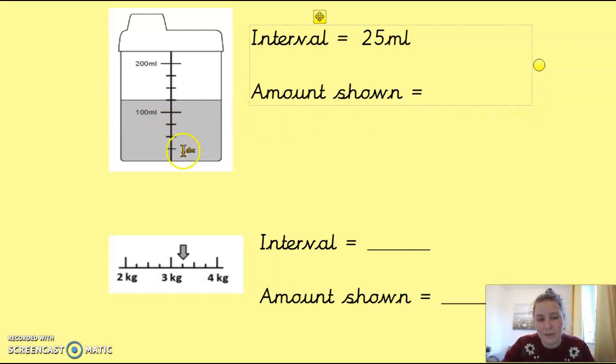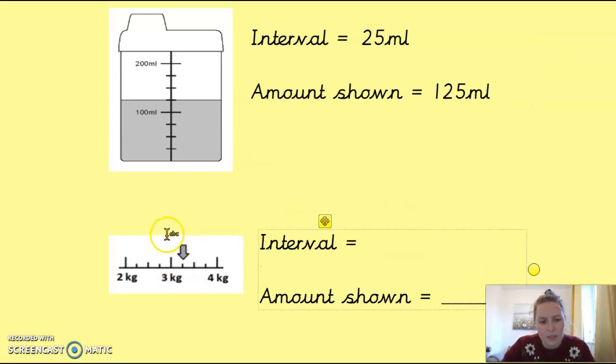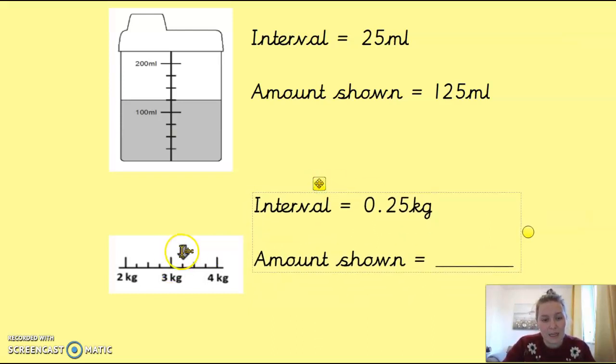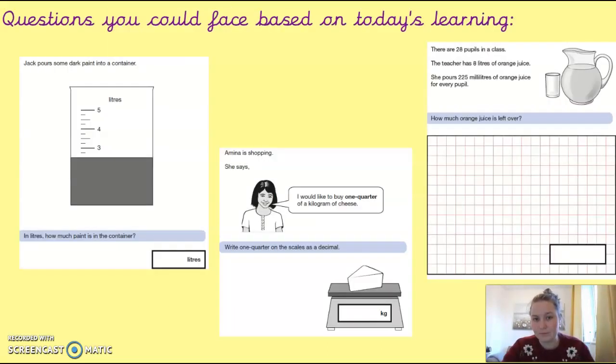My amount shown, if I'm counting up in 25, so I can start at a given amount, 100 and 125 millilitres. Let's look down here. Look at what I know. I've got 3 and I've got 4. That's a gap of 1, and that's split into 1, 2, 3, 4 intervals. 1 dividing by 4 is a quarter, or 0.25 kilograms. So 3, 3.25. So 3.25 would be your answer, or 3 1/4 would also be accurate. Well done if you got those right.